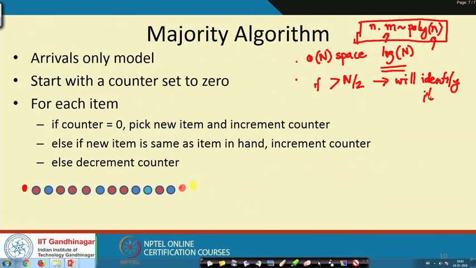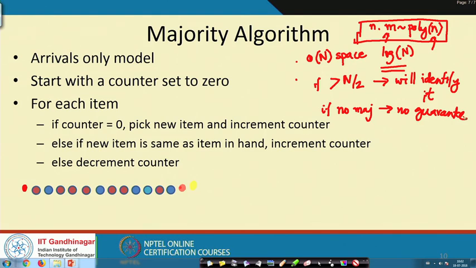However, if there is no majority item, then the algorithm is not giving any guarantees. In fact, the item that it will have at hand might be a completely random item, might be a pretty bad item. So there is nothing we can say about this.